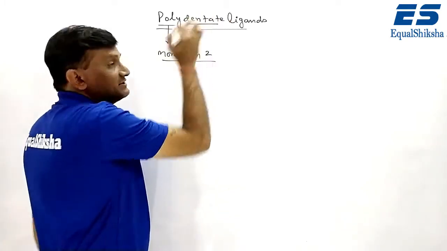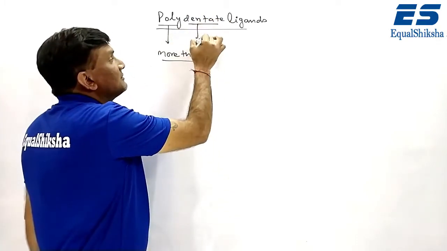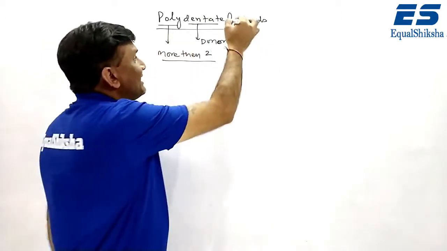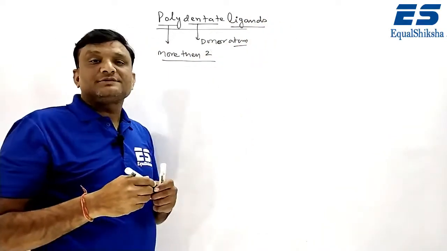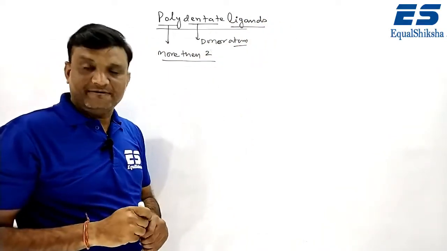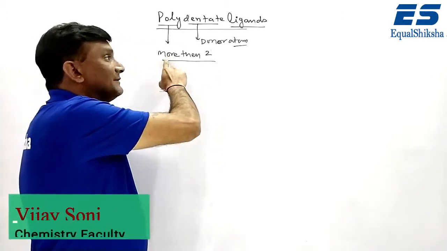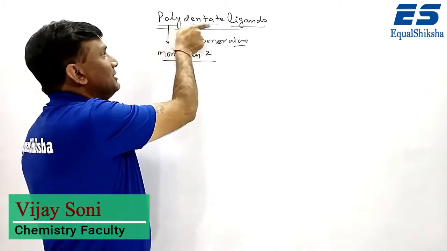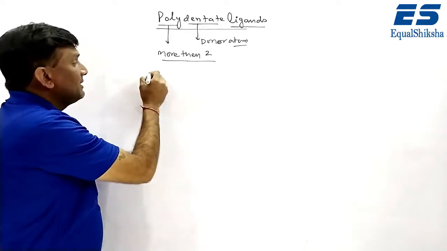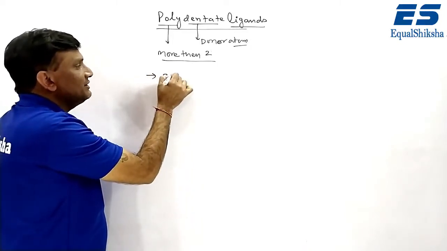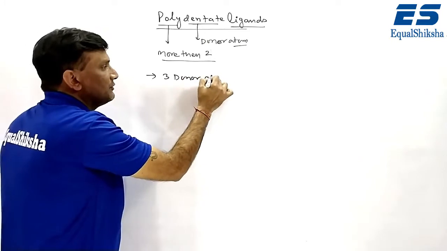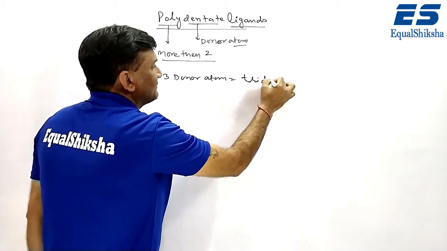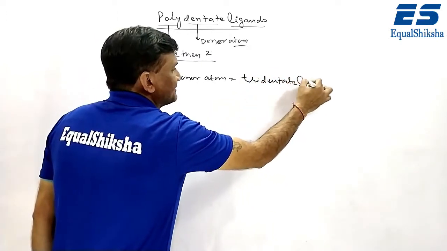Dentate means donor atom, as we discussed in the previous class, and ligands are atoms or molecules which donate a lone pair of electrons. Ligands which have more than two donor atoms are known as polydentate ligands. If there are three donor atoms, then these are known as tridentate ligands.